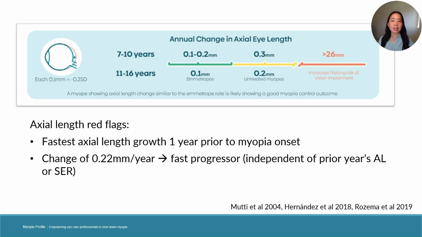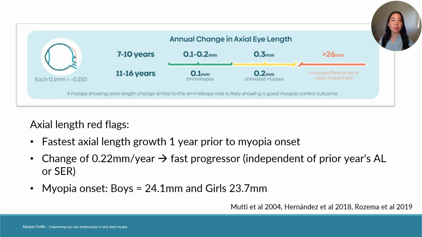The average axial length at myopia onset is 24.1 millimeters for boys and 23.7 millimeters for girls. So if you observe axial lengths approaching these figures in girls and boys, then you can predict that myopia onset will begin soon and give advice on myopia management.